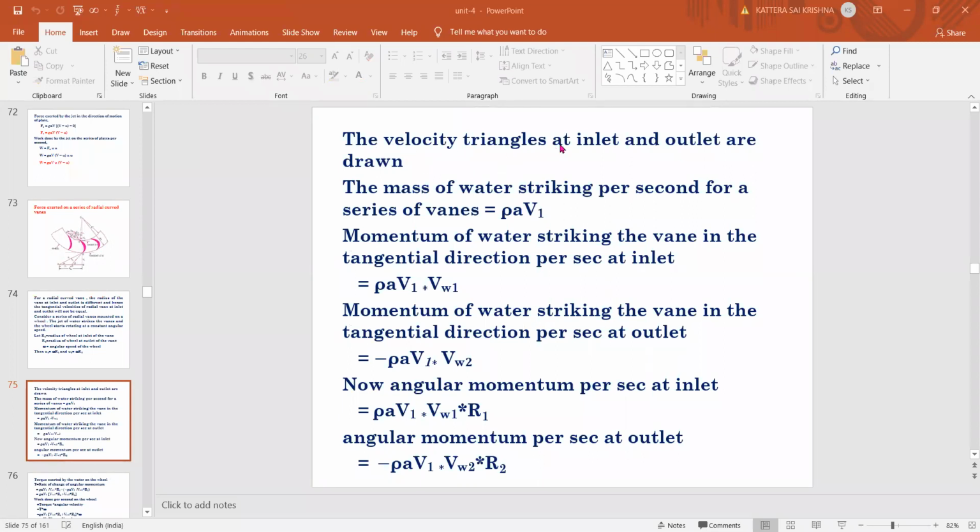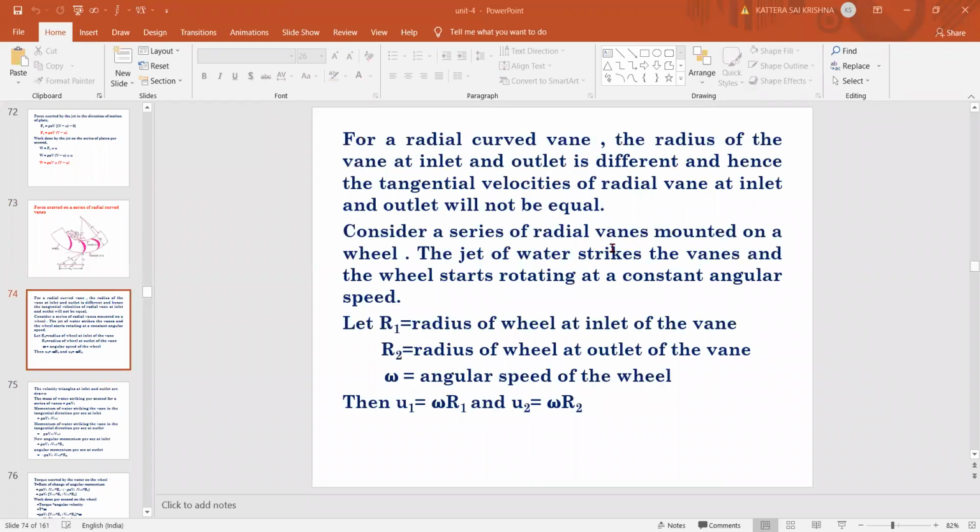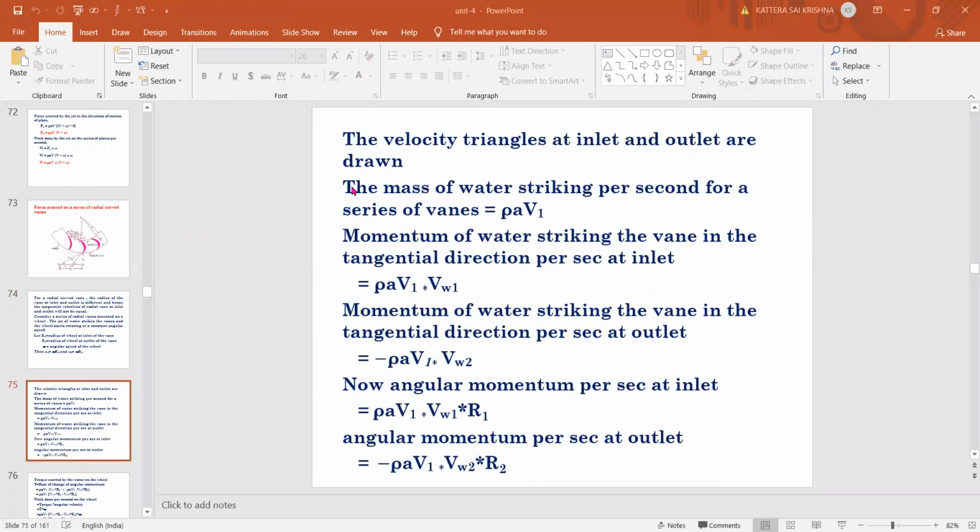So now we need to draw the velocity triangles at inlet and outlet. Already we know the same diagram is there for inlet and outlet. So V1 with angle alpha, VR1 with angle theta, this is VF1, VW1 and U1. Same thing at the outlet, opposite, right? So same triangles, and already we know the mass of water striking per second for the series of vanes is rho A V1. If it is a series of vanes, it is rho A V1.